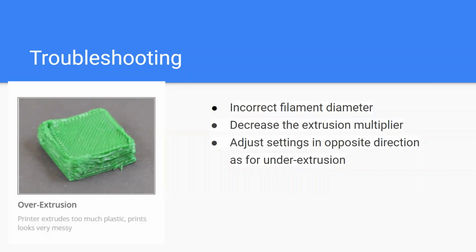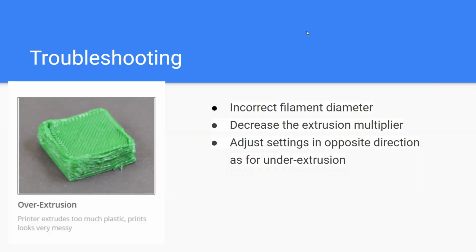Okay, next up here, over extrusion. The printer is extruding too much plastic, which also creates risk of clogging, and it also gets rid of some of that nice clean finish that you see in a lot of 3D prints. As you can see in this diagram here, that's not something that you probably want. Again, this could be incorrect filament diameter. This time you've got a filament diameter too large, or you've got the extrusion multiplier too high. You got to turn that down. Basically, it's doing the opposite of under extrusion.